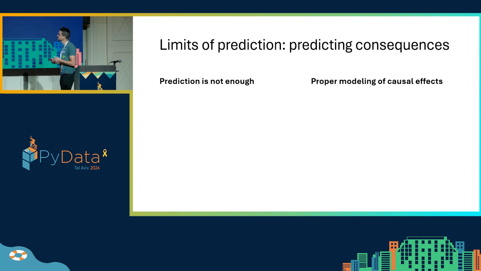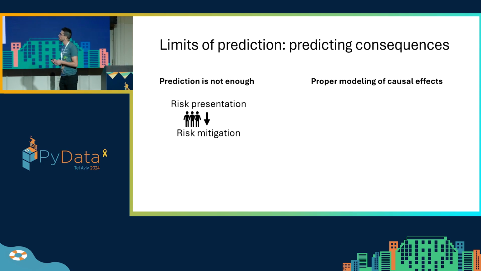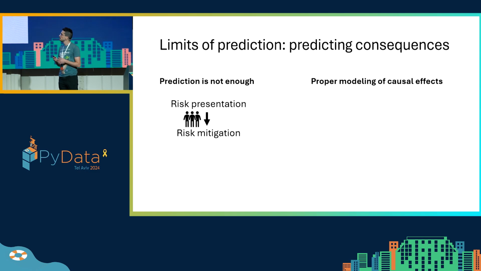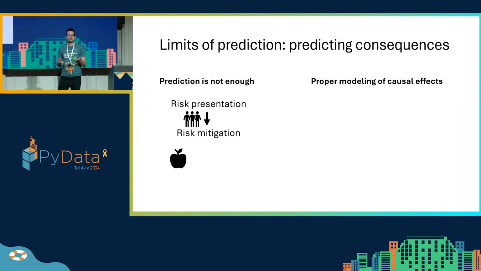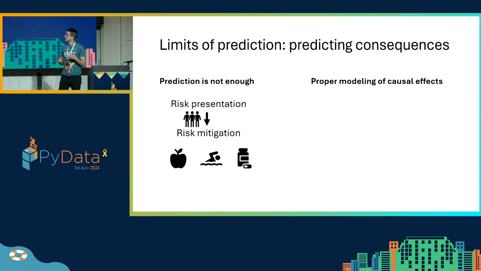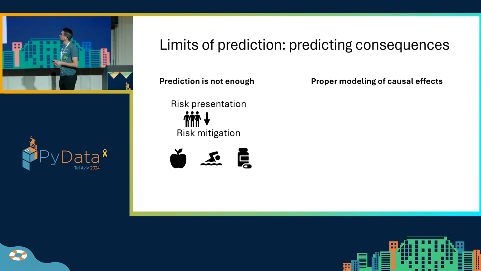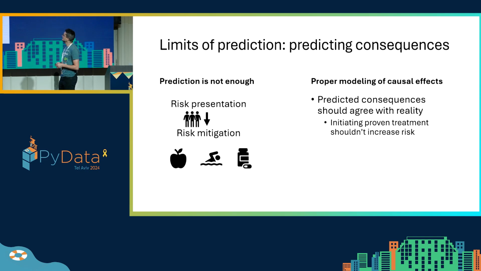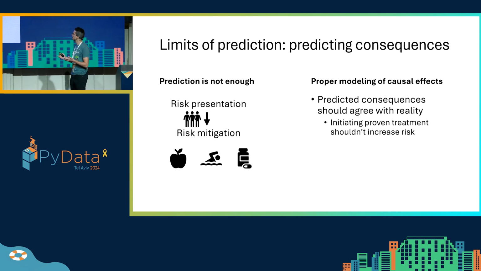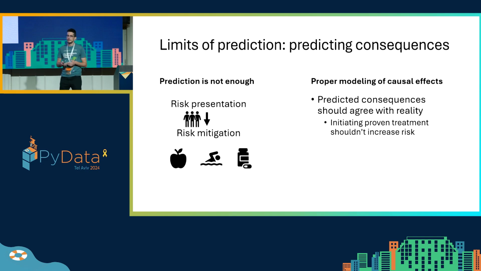The first one is prediction is not enough. Once we are faced with some risk assessment, our mind immediately seeks how to mitigate it. Like, do I need to change my diet? Do I start with sport? What will be my risk if I start a new medical therapy? And so on. And the other part is that we are interested in proper modeling of causal effects, right? Because initiating proven treatment shouldn't increase my risk. Predictions should agree with reality.